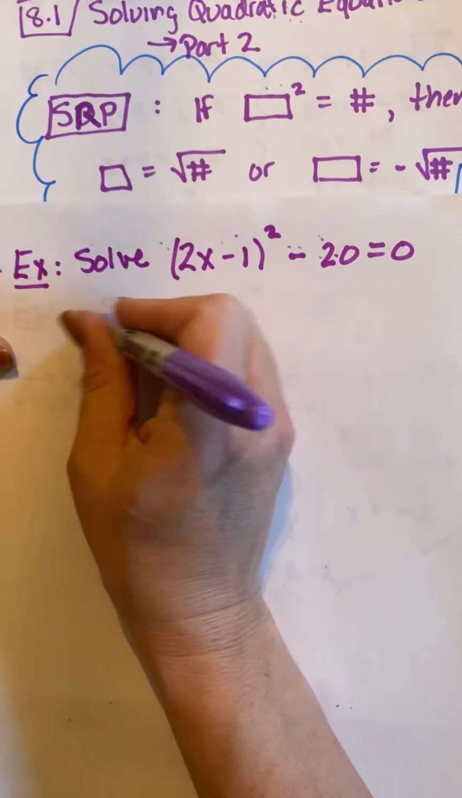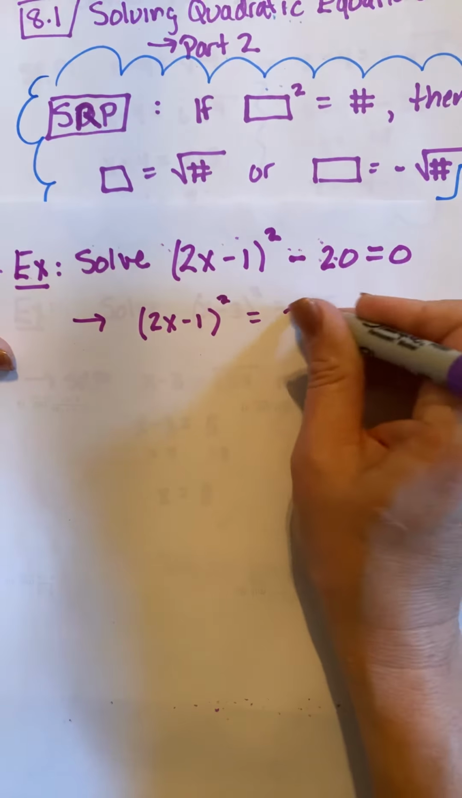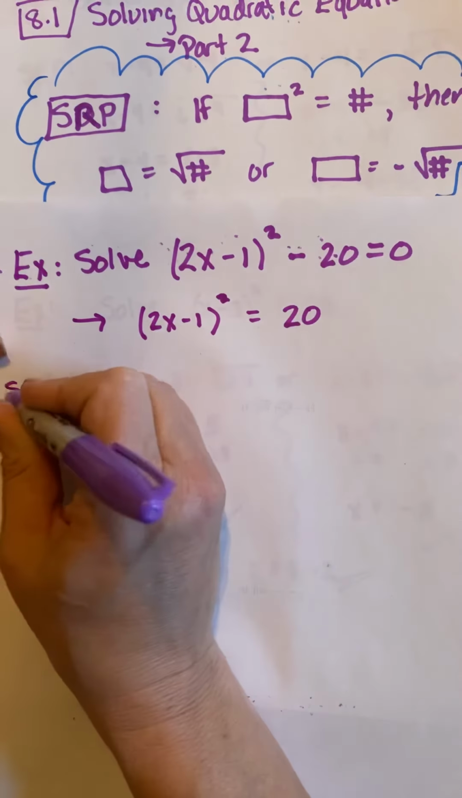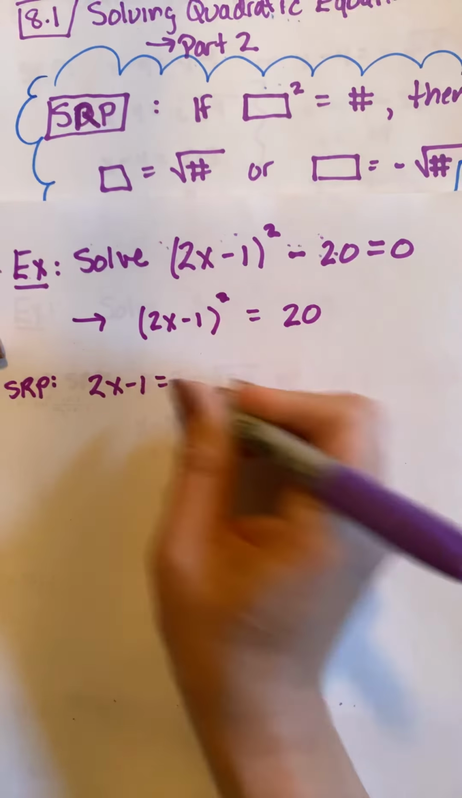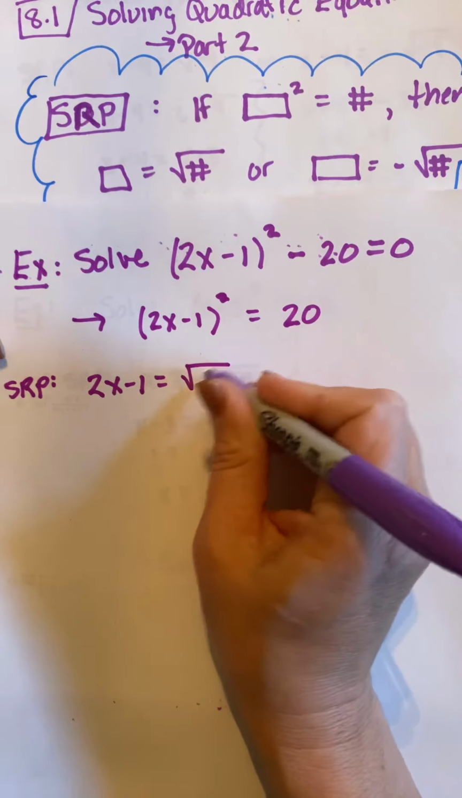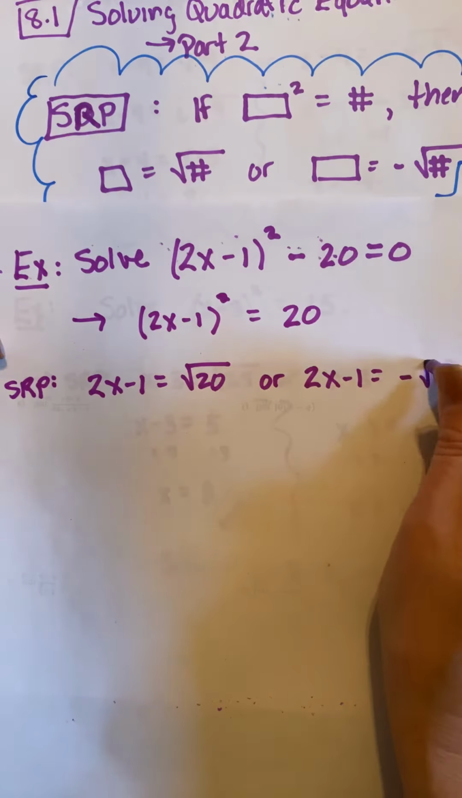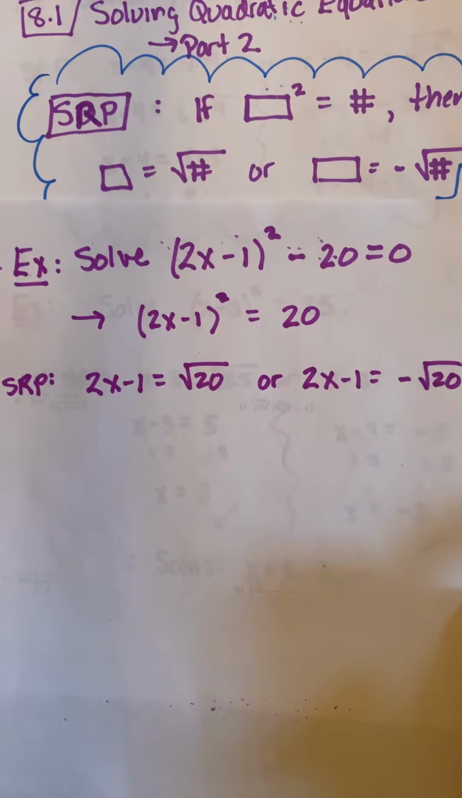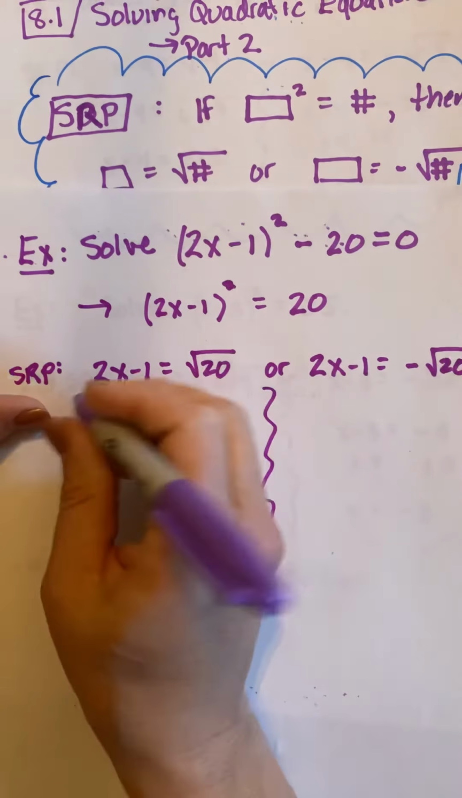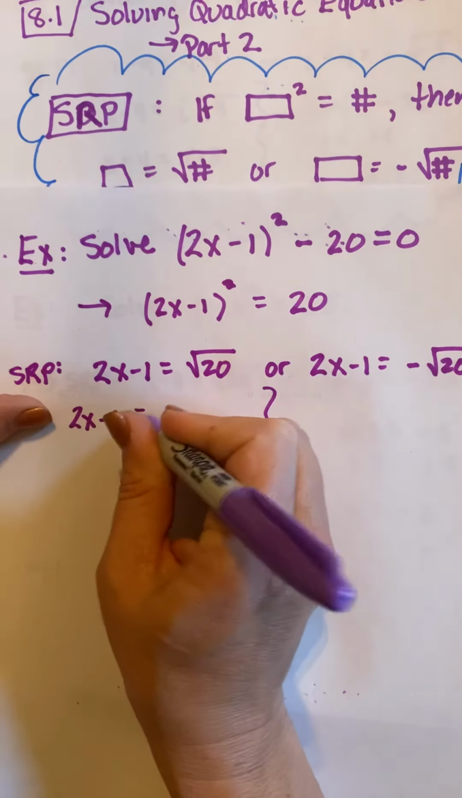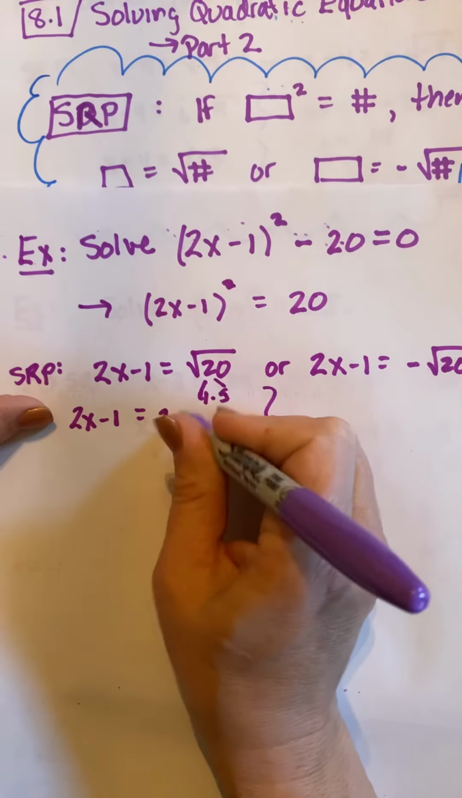So this is equivalent to saying something squared, where my something is 2x minus 1, equals the number 20. Now we can apply the square root property. What's being squared is 2x minus 1. So 2x minus 1 is either equal to the square root of 20, or equal to the opposite of the square root of 20. I always work with the positive radical. So 2x minus 1 is equal to, this is 4 times 5, good review of chapter 7, 2 square root of 5.